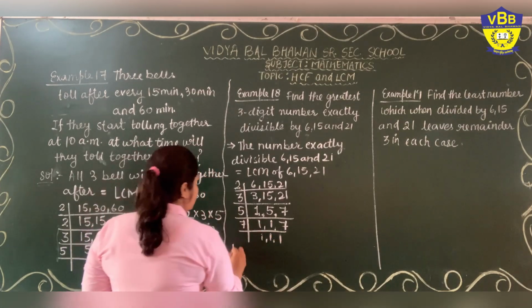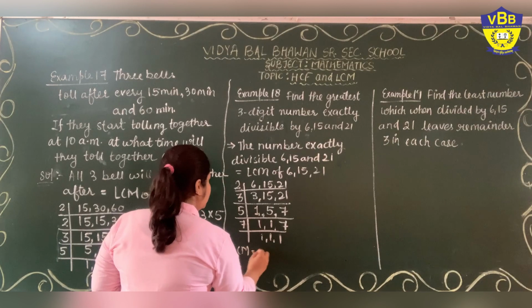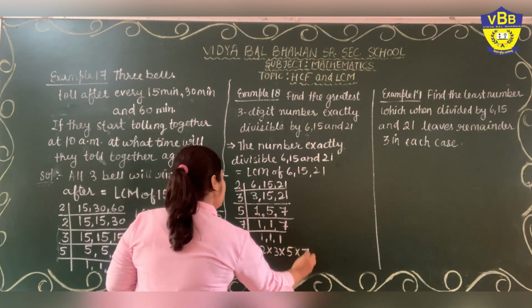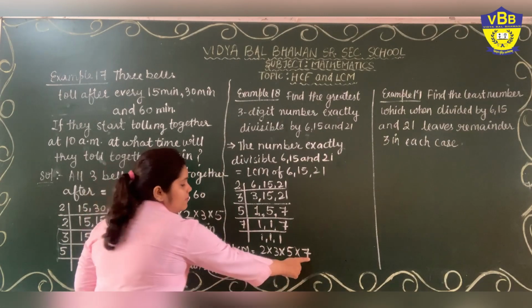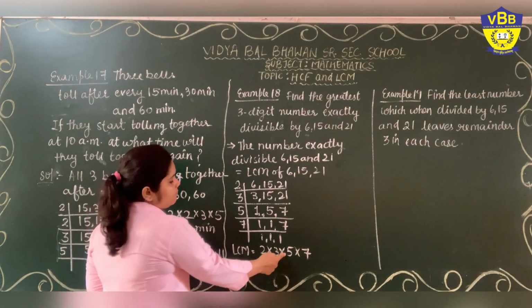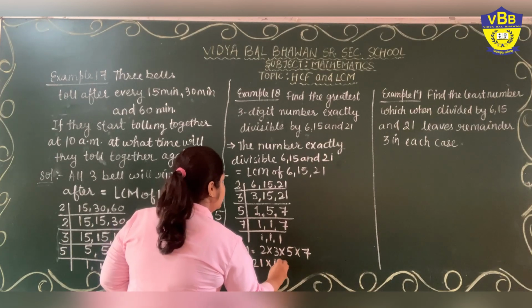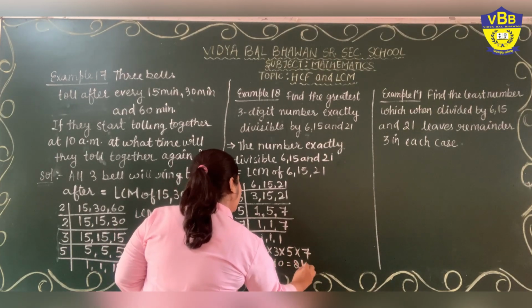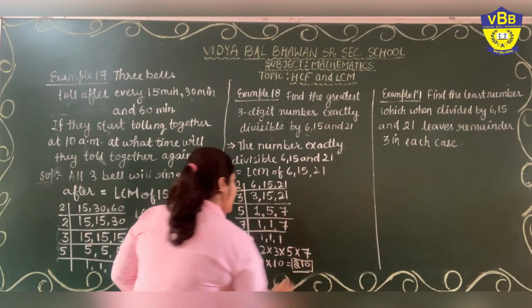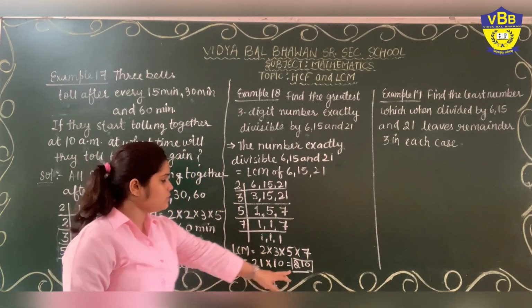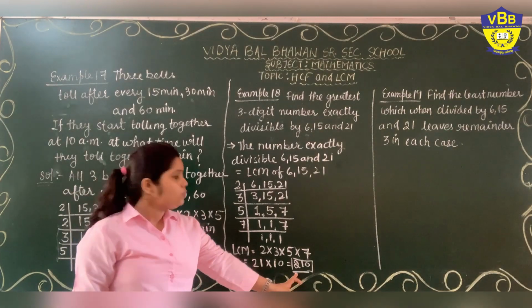Now, find the LCM. When you find the LCM, it is 2 multiplied by 3 multiplied by 5 multiplied by 7. 7 3s are 21. 5 2s are 10. So 21 multiplied by 10 is equal to 210. LCM of 6, 15 and 21 is 210.